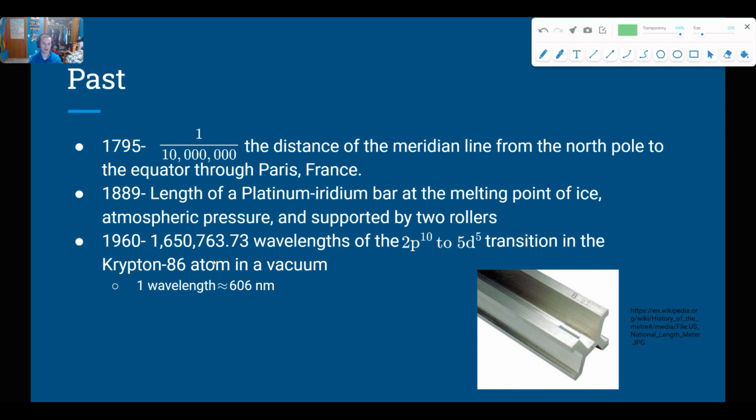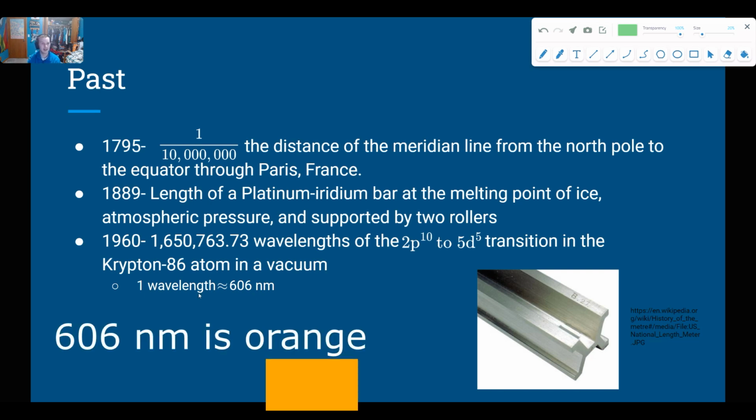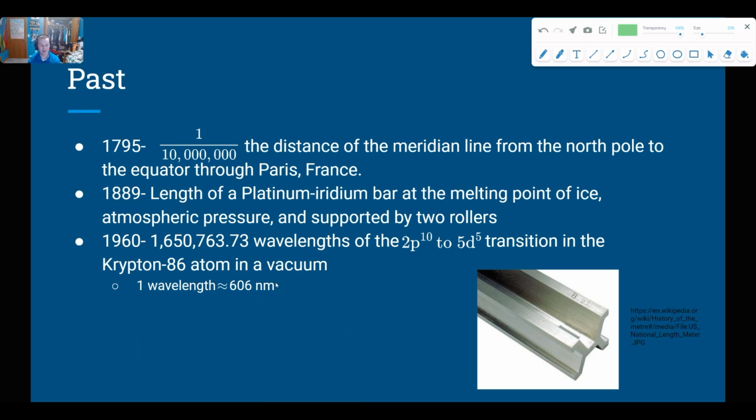So then in 1960, it was defined to be a large number of wavelengths of the 2p to the 5d transition in the krypton 86 atom in a vacuum. This is pretty similar to the hyperfine thing, except it's not hyperfine. It's an actual electron transition moving between energy levels and different orbitals in the krypton atom. The wavelength of this is about 606 nanometers, which actually is in the visible range. I'm trying to remember what color that would be. I think that's blue, if I remember correctly. I'll make sure to double check this, and you'll probably see a text pop up telling you what color this is.